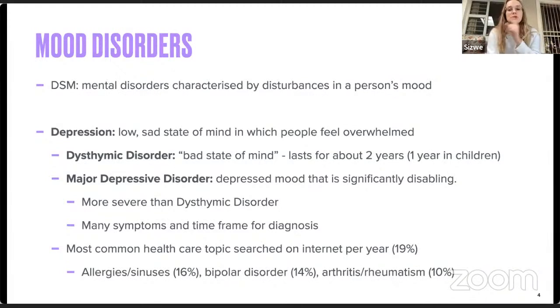So again, that's why it's important not to just jump straight to the diagnosis. Bipolar disorder is then at 14%. Bipolar disorder is not that common in the world population. So again, people are self-diagnosing or experiencing those symptoms and thinking that they have the disorder when they're actually just experiencing some traits of the disorder. Arthritis and rheumatism are at about 10%. So you can see a lot of people experience depressive symptoms. It does not always mean that you have depression though.